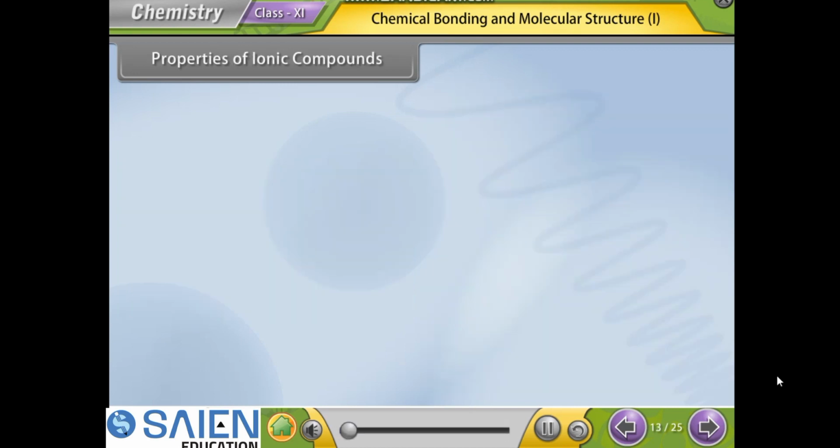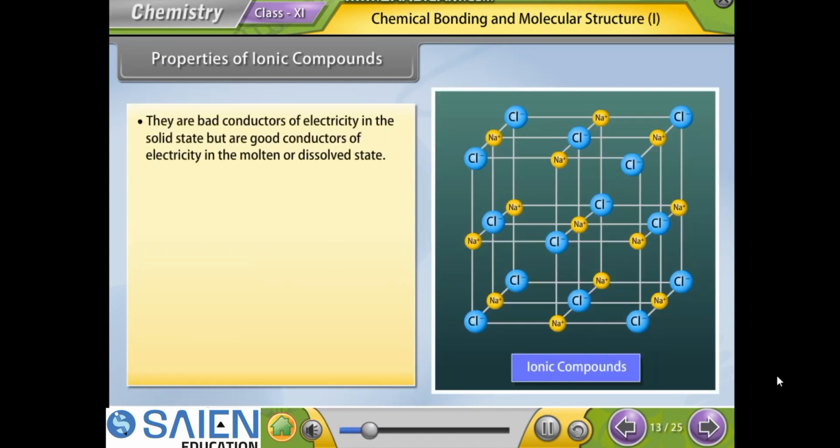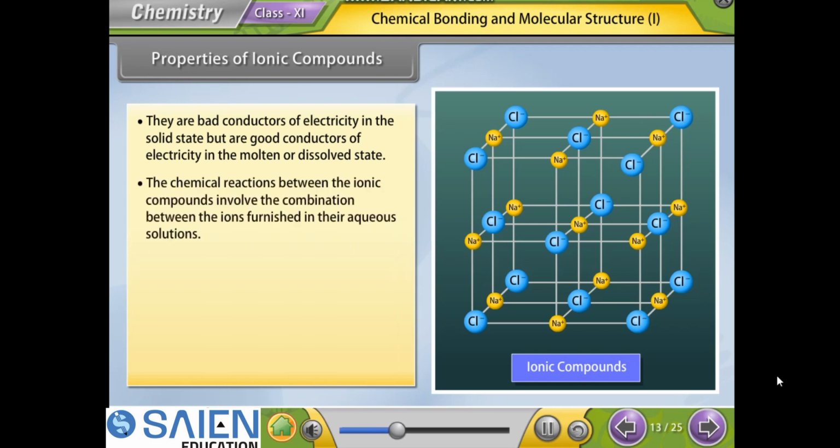Properties of ionic compounds. The common properties of ionic compounds are the following. They are bad conductors of electricity in solid state, but are good conductors of electricity in molten or dissolved state. The chemical reactions between the ionic compounds involve the combination between the ions furnished in their aqueous solutions. Such reactions are called ionic reactions.